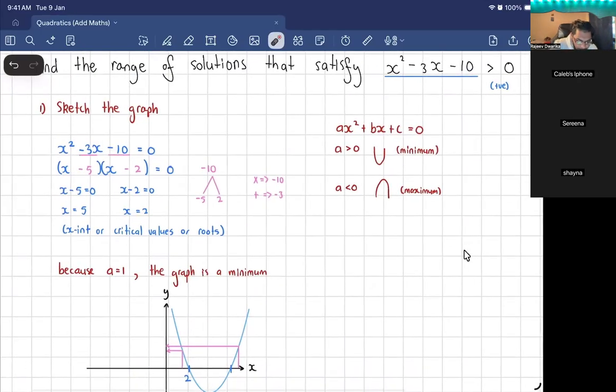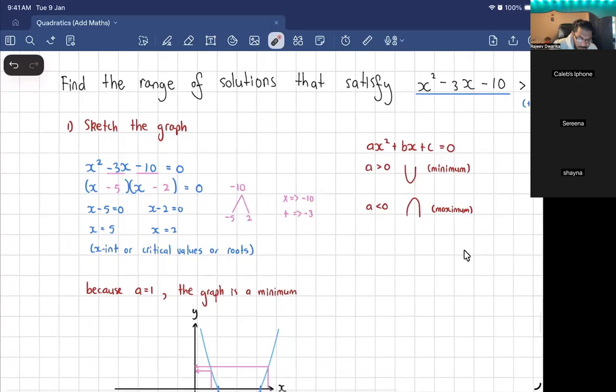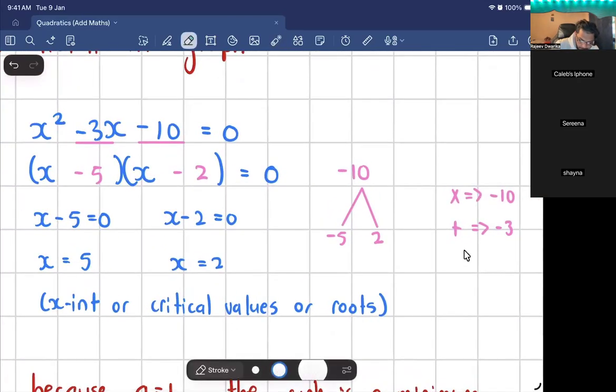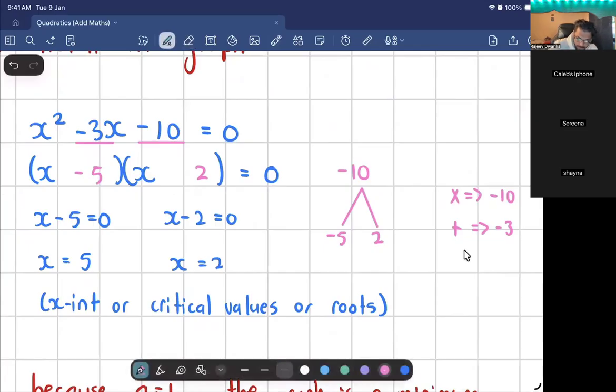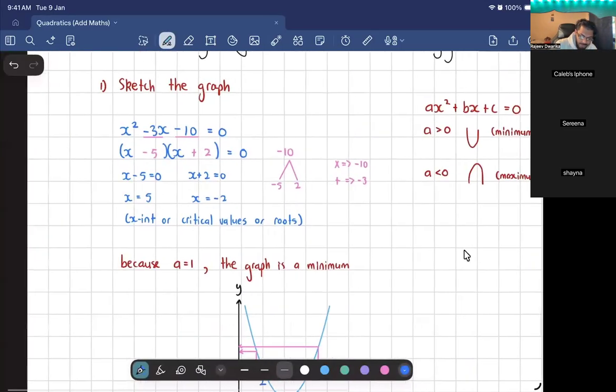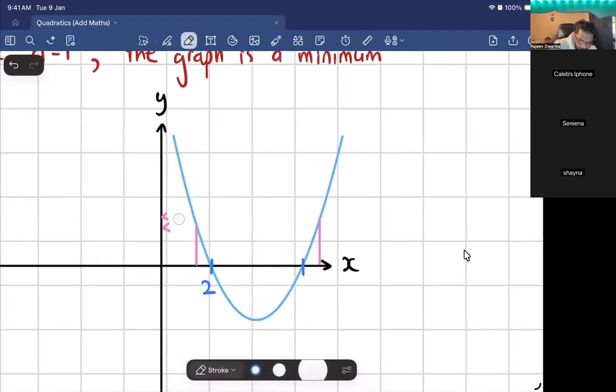Wait, Serena, you there? Oh yeah, I see what you're talking about. I made a mistake over here. So it should be -5 and +2, right? Yes, sir. And that would be x is equal to -2. Sorry about that. So let's correct that mistake very fast.